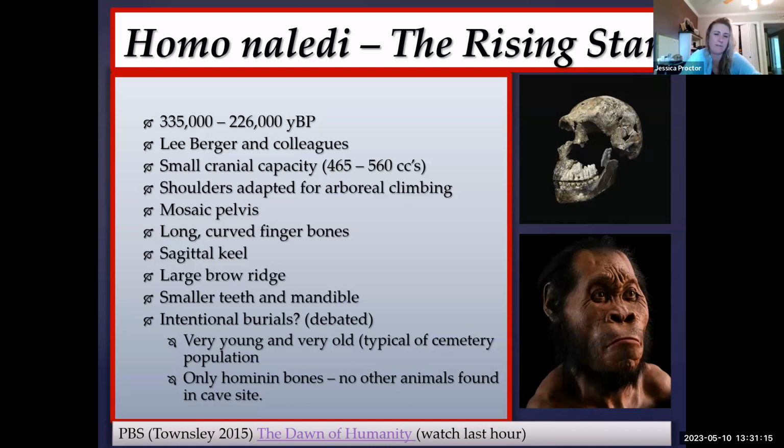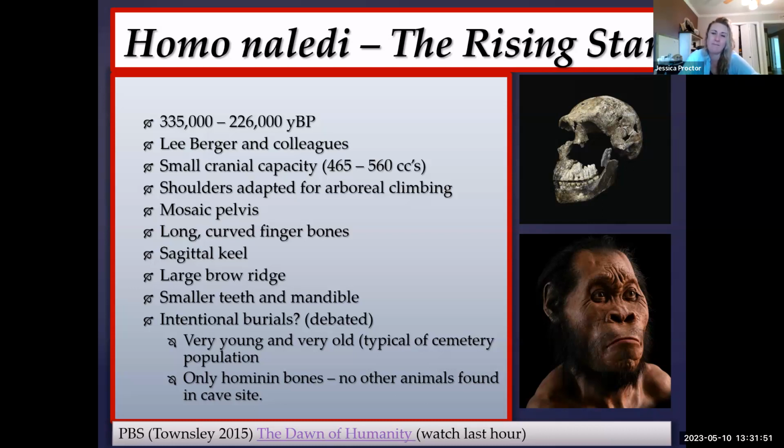But once they were able to effectively date the cave site, they were radiometrically dating it, the date range was surprising as well. The date range is 335,000 to as recently as 226,000 years before present. So that was a surprise because early genus Homo was around 2.5 million years ago. So everyone fully suspected that Homo naledi was around during the same time as Homo habilis, maybe into Homo erectus time a little bit, but everyone was really shocked at how recent their date was.